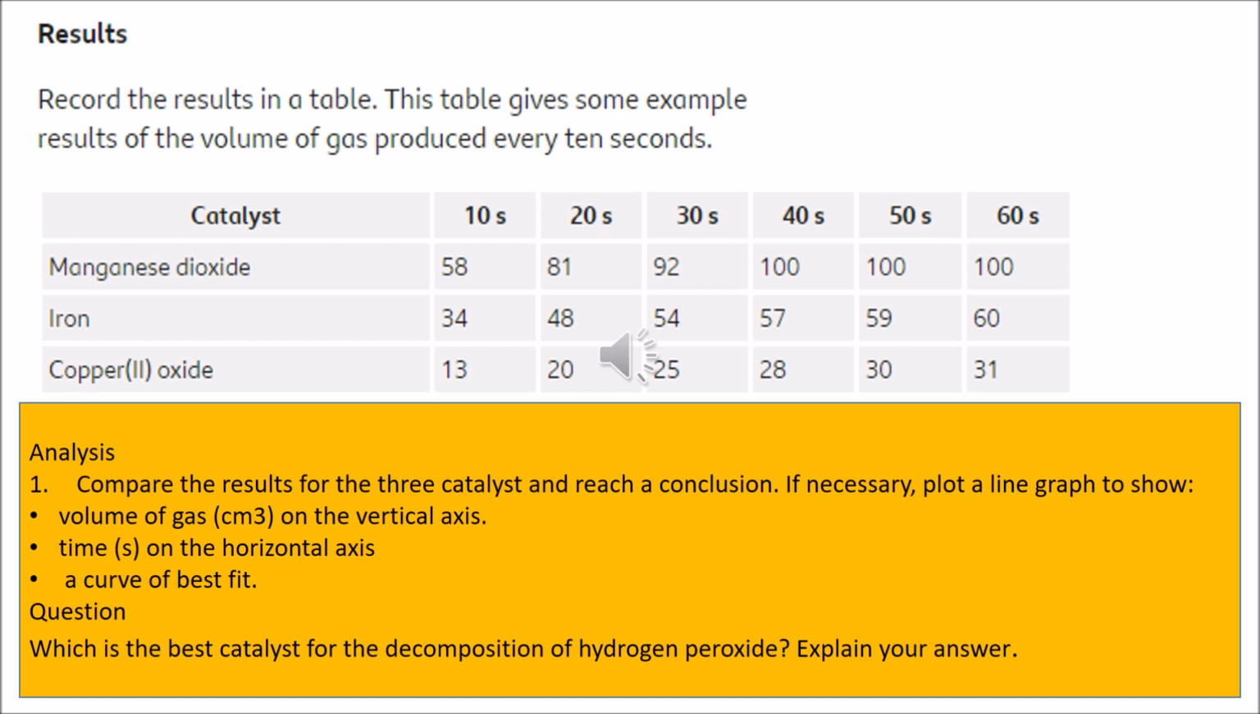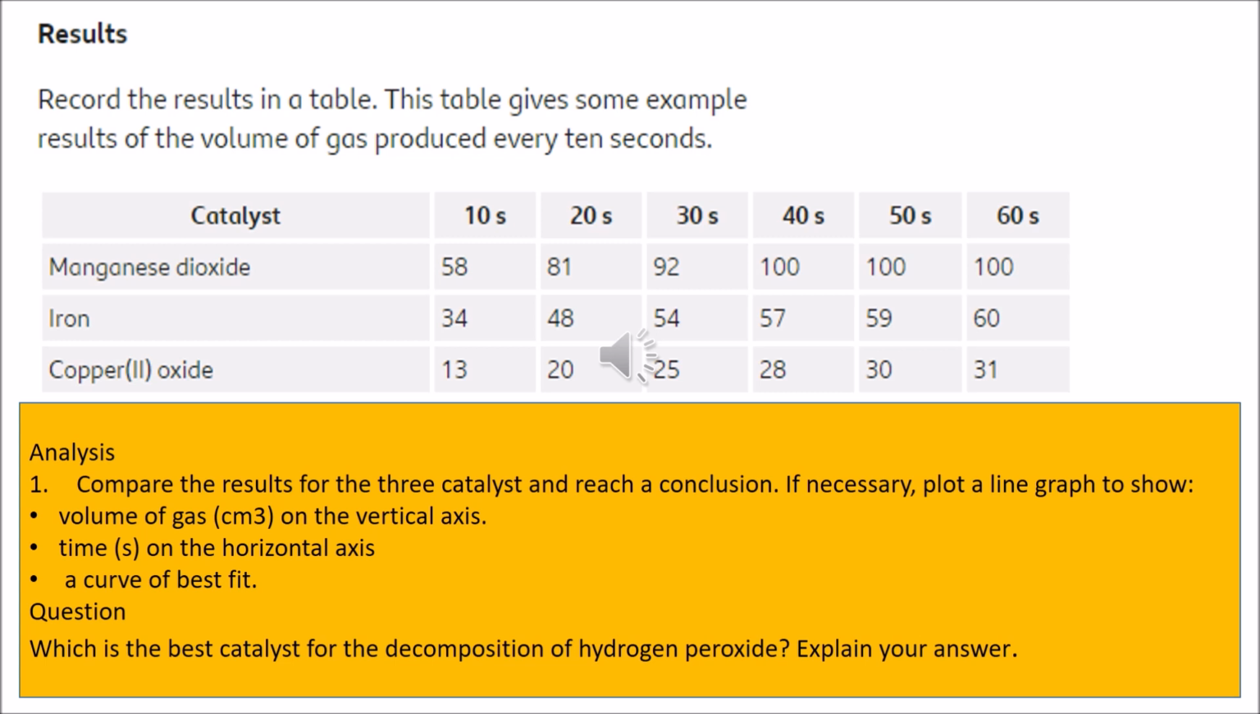So question number 1, you need to compare the results for the 3 catalysts and write up a conclusion based on that. And you also must plot a line graph. In order to plot a line graph, there are guidelines in bullet form which you can follow. The volume of gas, in centimetres cubed, will be on the vertical axis. Time, in seconds, will be on the horizontal axis. And you need to plot a curve of best fit.